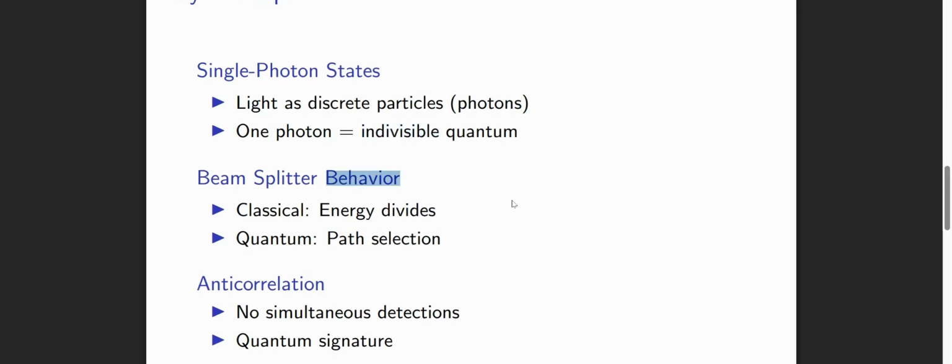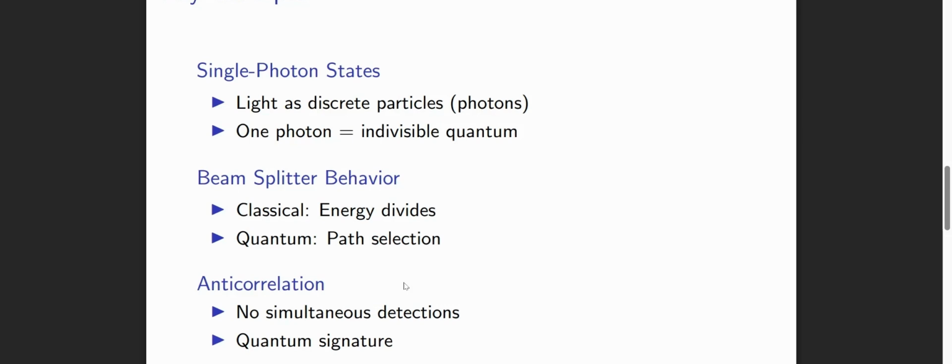And the beam splitter behavior: if it is behaving classically, then the total energy will be divided into two parts, depending upon the ratio of the beam splitter, like how much it transmits or how much it reflects. But if it is behaving with quantum nature, then either the photon will be transmitted or it will get reflected. Both of them can't happen simultaneously.